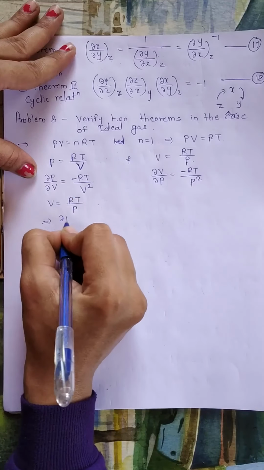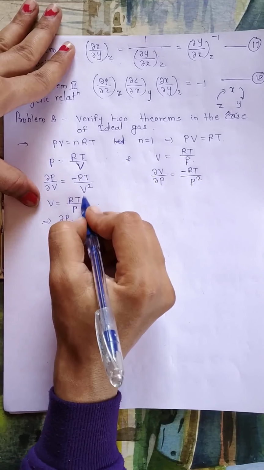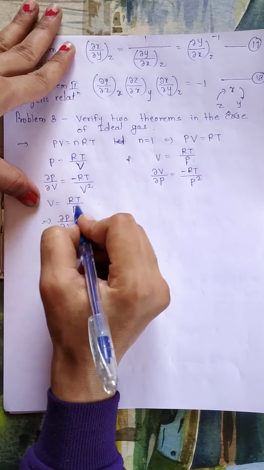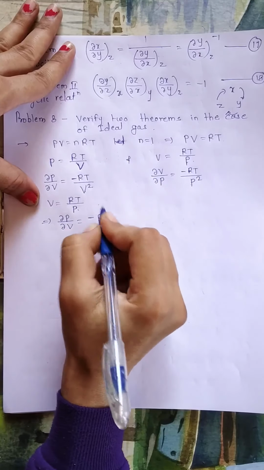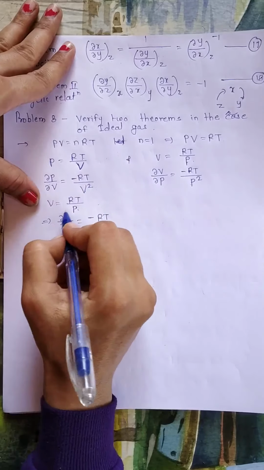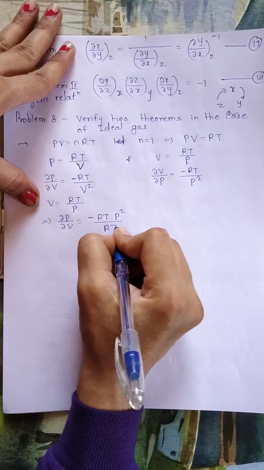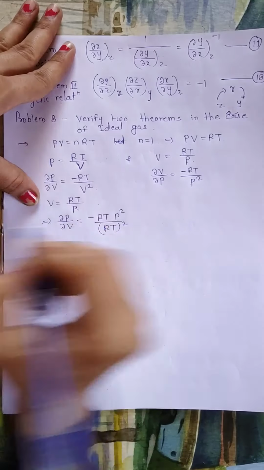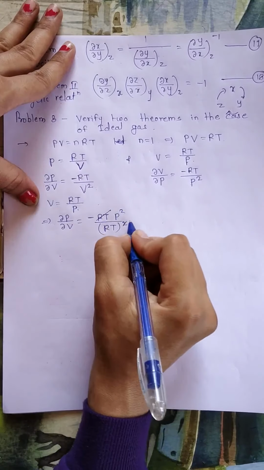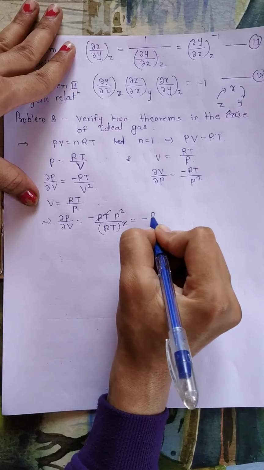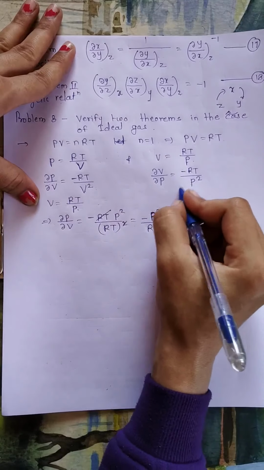This implies ∂P/∂V will be, now here 1/V² gives us P²/(RT)². So let me write first -RT as it is, and instead of 1/V² I will put here P²/(RT)². So here RT will cancel with one power of the square, and what we will get? -P²/RT, and this as it is.